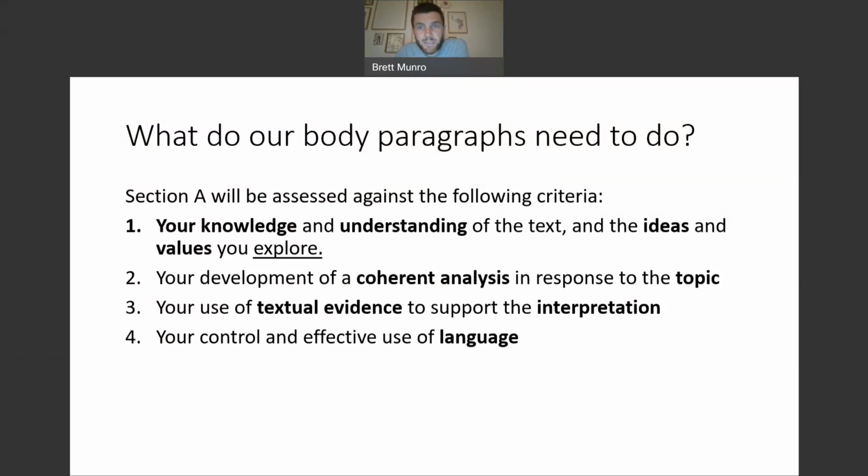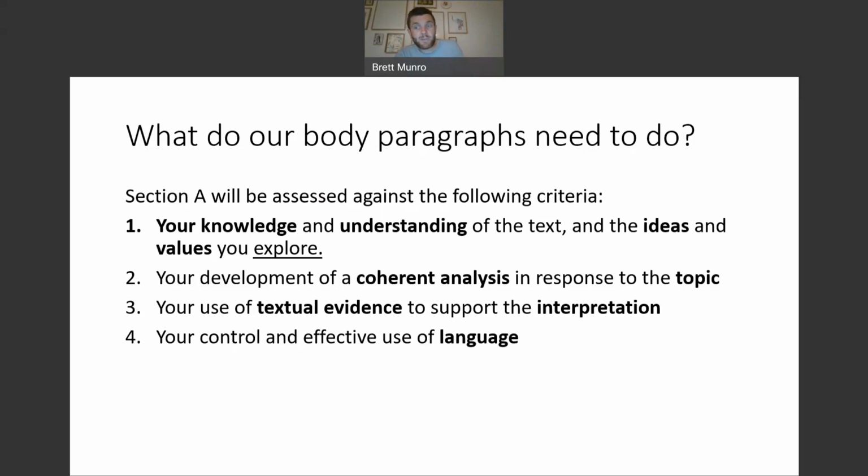It looks at your knowledge and understanding of the text and the ideas and values you explore from that text. It's going to look at your development of a coherent analysis in response to the topic. It's going to look at your use of textual evidence to support your interpretation. And it's also going to look at your control and effective use of language. Now, we want to be able to use our body paragraphs to address all of these criteria.